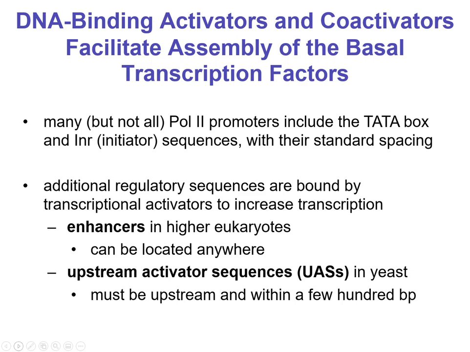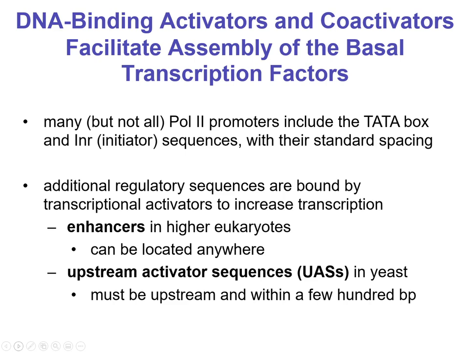DNA binding activators. We're talking about some of the different DNA binding domains, but now we're going to talk more about these for eukaryotes. So DNA binding activators and co-activators facilitate the assembly of all those basal transcription factors that we talked about when we were talking about RNA polymerase II in eukaryotes. So many Pol II promoters, not all, but many of them, have a TATA box and an initiator sequence. And there's a standard spacing between the two.